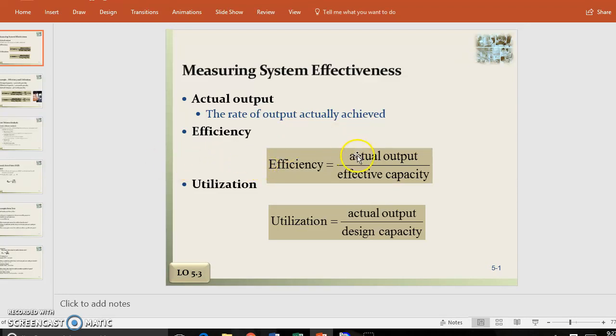The efficiency is that actual output divided by the effective capacity. And the effective capacity is that capacity that you have minus things like personal time, maintenance, those different activities that might take place. Then we have utilization, and our utilization is simply our actual output divided by what our equipment is designed for, or our design capacity.